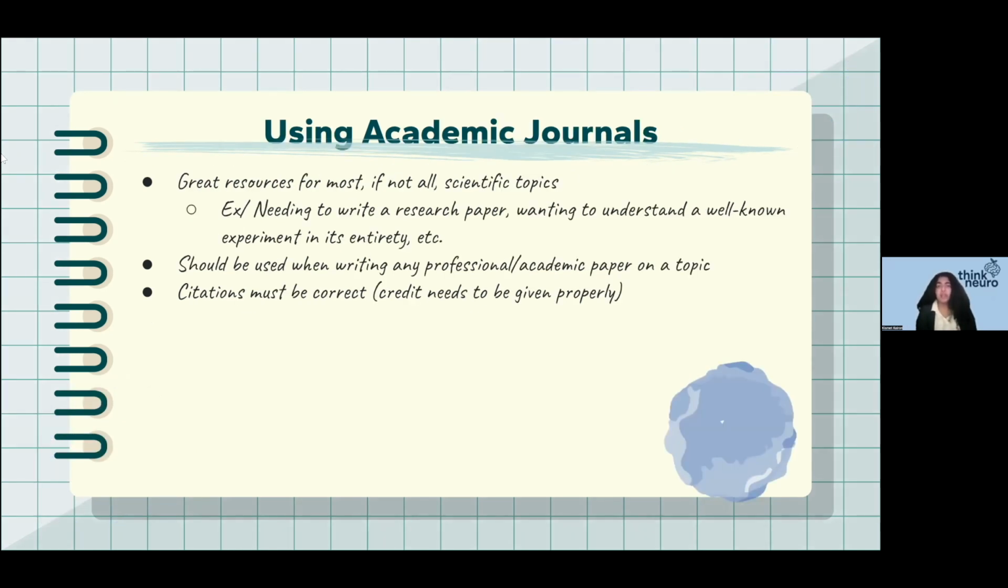Next is how to use academic journals. You want to use academic journals almost all the time, especially when you're writing any professional or academic paper on a topic. They're really helpful when you need to write a research paper, when you want to understand a research experiment in its entirety, or if you just personally want a more technical understanding of a topic. The thing with academic journals is that the citations need to be accurate. You want to make sure that all the researchers who wrote the paper are properly receiving all of the credit for the effort that they have put in.